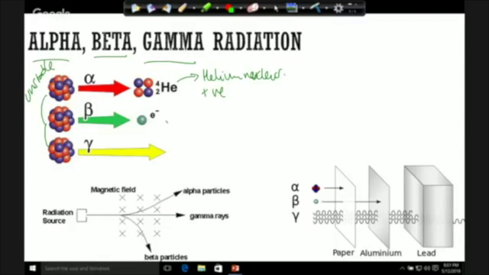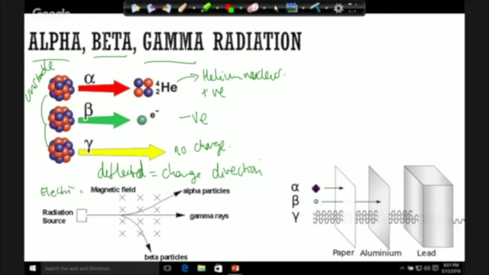A few things that we need to know about. First of all, because an electron is released, beta radiation has a negative charge, whereas gamma is an electromagnetic wave, and that would have no charge. One key thing that they sometimes put in exams that throws people is the idea of which ones are deflected, which means change direction, by a magnetic or an electric field. And you need to think about which ones are charged to be able to answer this question.